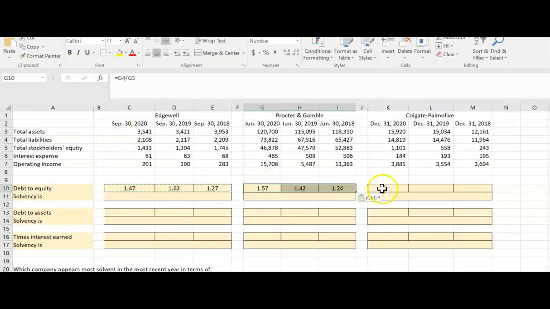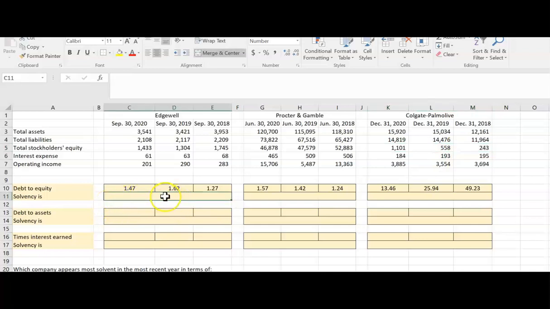And then I can copy and paste this over for each one of my companies. And what do I see? I see that Edgewell and Procter & Gamble are very similar in their debt to equity ratios, very similar capital structure. But check out how different Colgate is. They've got 13 times more debt than they do equity. And we can see that they have just a very small portion of equity. So most of their assets, almost all of their assets are financed with debt.